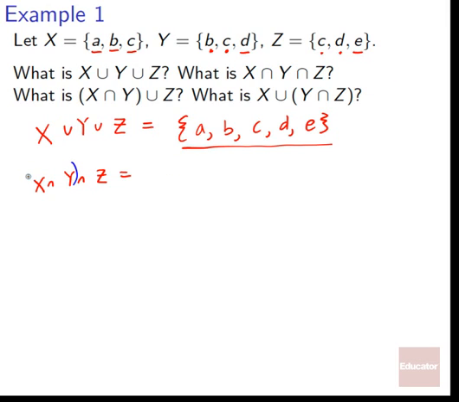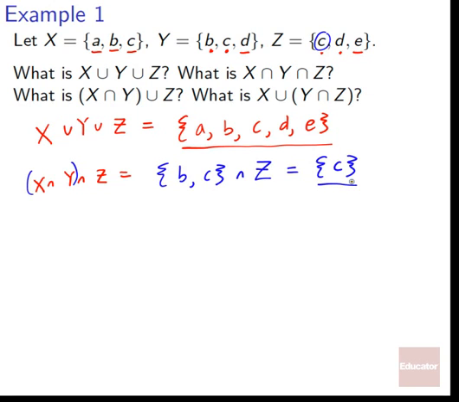We can go, well, what is X intersect Y first? X intersect Y would be B and C, because those are the elements X and Y share in common, and then we intersect that with Z as well. The only thing that BC shares with Z is the C right here, so we get C is our answer to all of them intersecting.